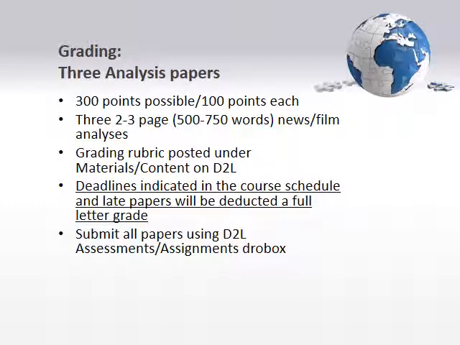We'll have 3 analysis papers for the class. These are worth 100 points each, a total of 300 points possible. Each of these papers will be 2 to 3 pages, 500 to 750 words, and you will analyze either an assigned film for the class or a news item of your choice that closely relates to assigned reading. A detailed grading rubric for this is also posted under materials and content.